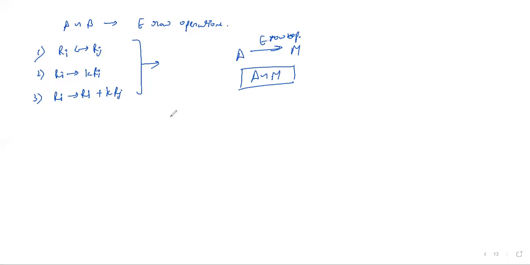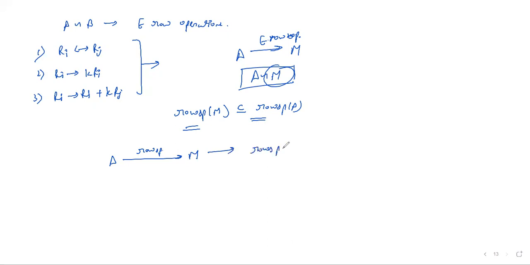So what we can write here is that the row space of M is a subset of the row space of A. How? Because each row of M, obtained by applying the elementary row operations on A, is a linear combination of the rows of A. So if I apply row operations to A and get the matrix M, then the row space of M is a subset of the row space of A.